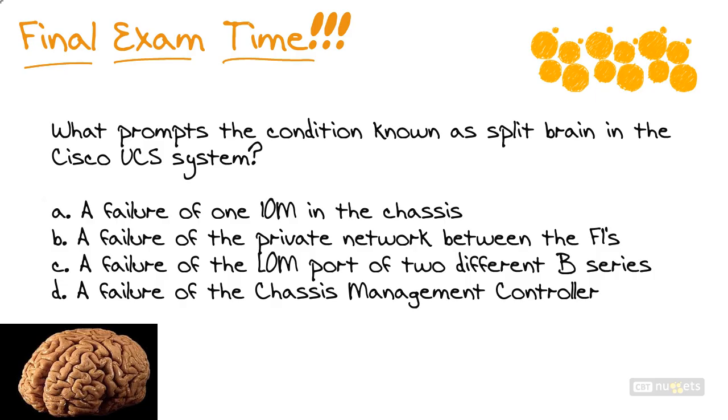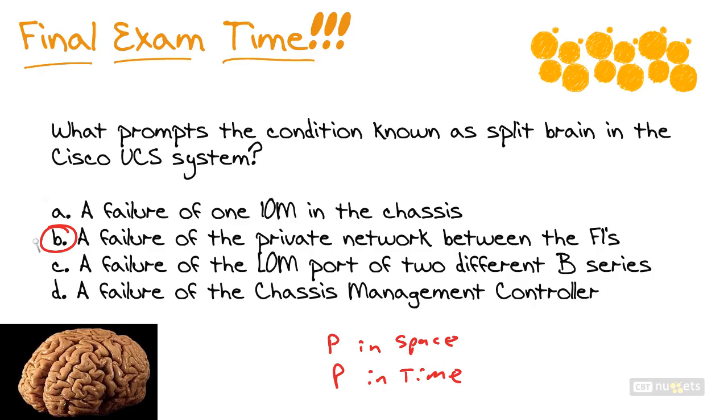Well, we looked at two different potential split brain conditions in this particular episode in our course, didn't we? Yeah, we took a look at what was known as the partition in space and the partition in time, didn't we? And we discovered that under the partition in space concept, we would indeed have a failure of the private network between the fabric interconnects.